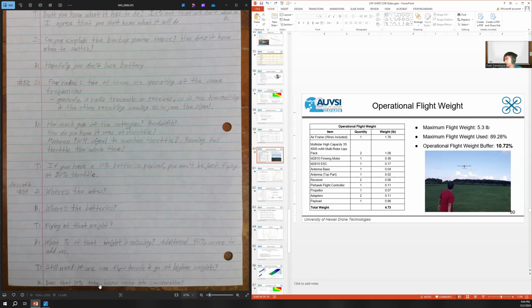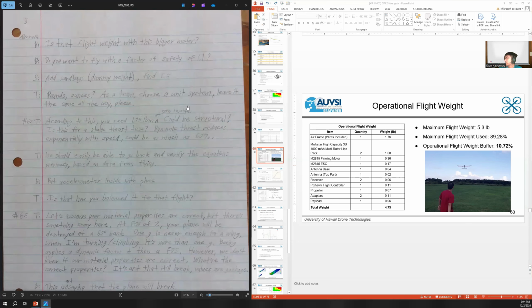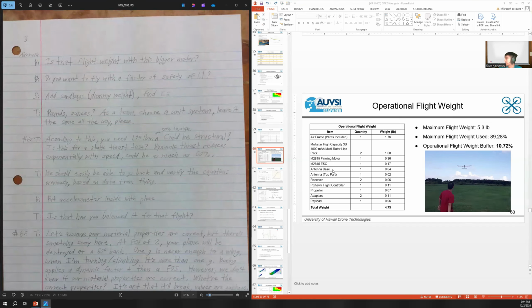And does this 10% take bigger motors into consideration? Yeah, it should. Okay, let's see the next wave of questions. Is this flight wave with the bigger motor? I forget. I don't remember. Not sure on that one.